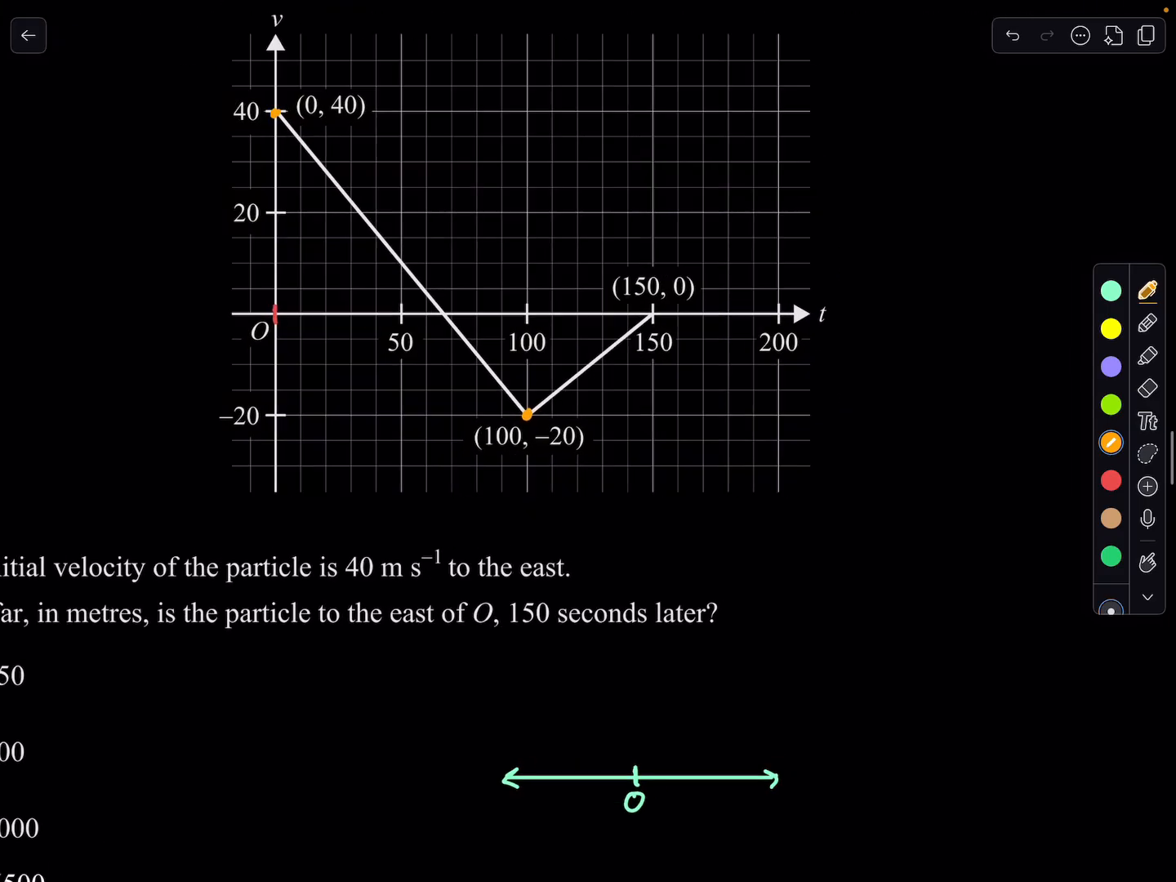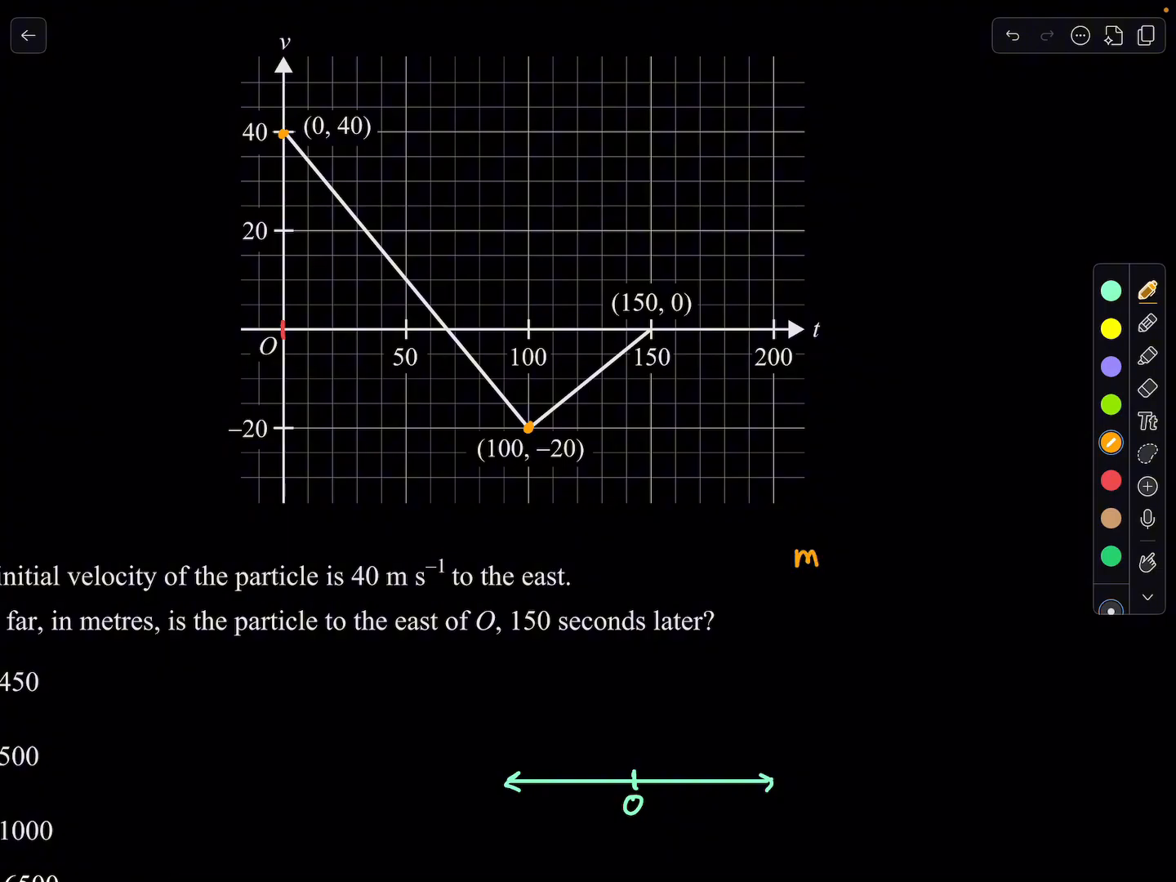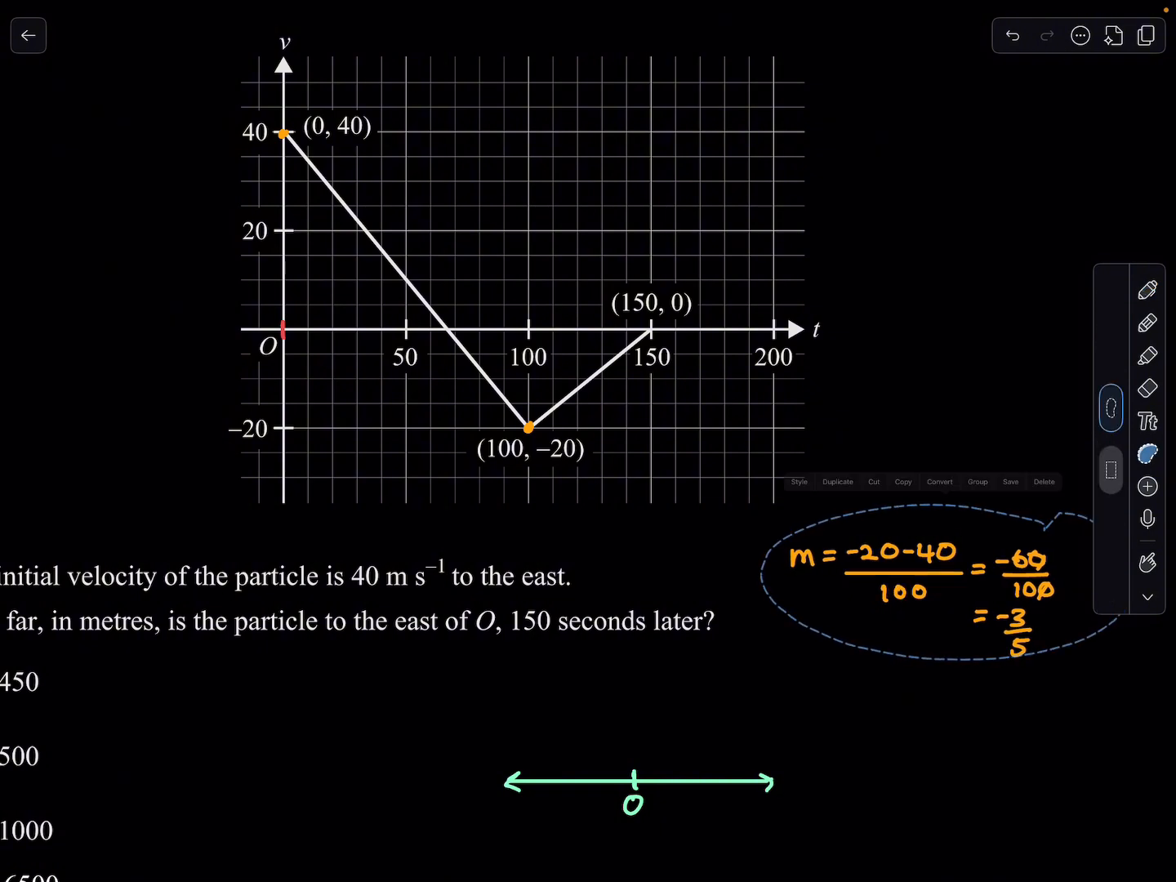So let's do that. To find the gradient, it's just y2 minus y1. So basically, it's going to be negative 20, so this y value, minus 40, over 100 minus 0, which is just 100. And that gives you negative 60 over 100. Cancel those out, it'll be negative 3 over 5. And that is your gradient. So negative 3 over 5 is our gradient.